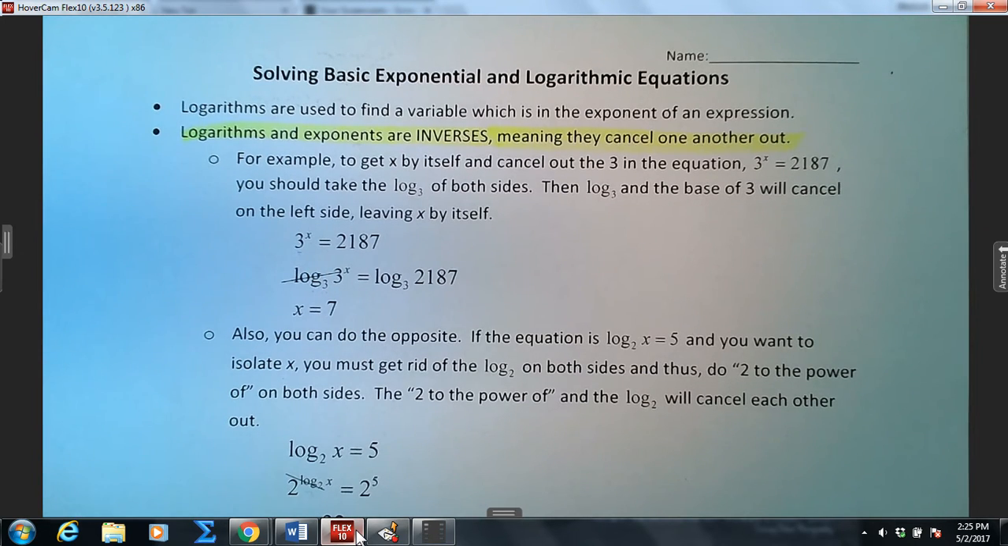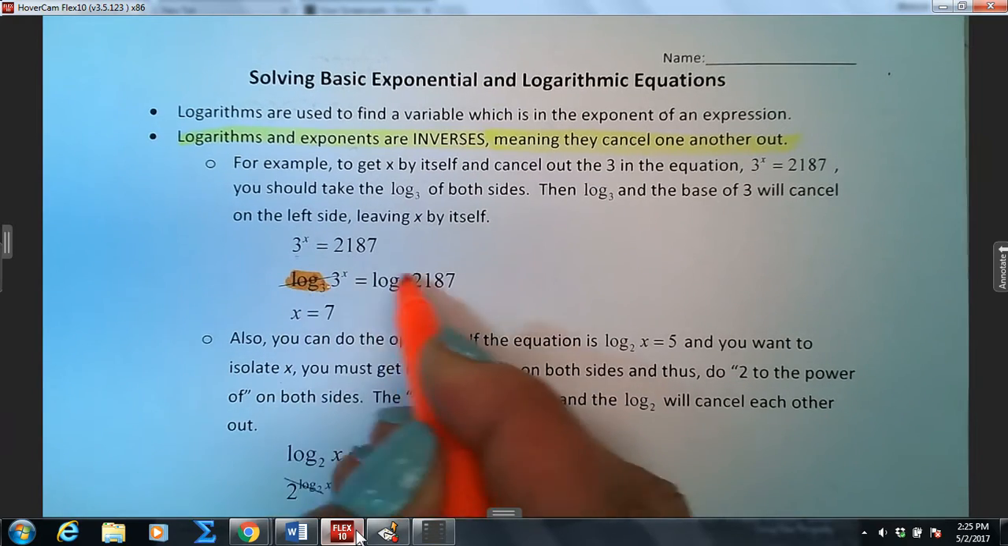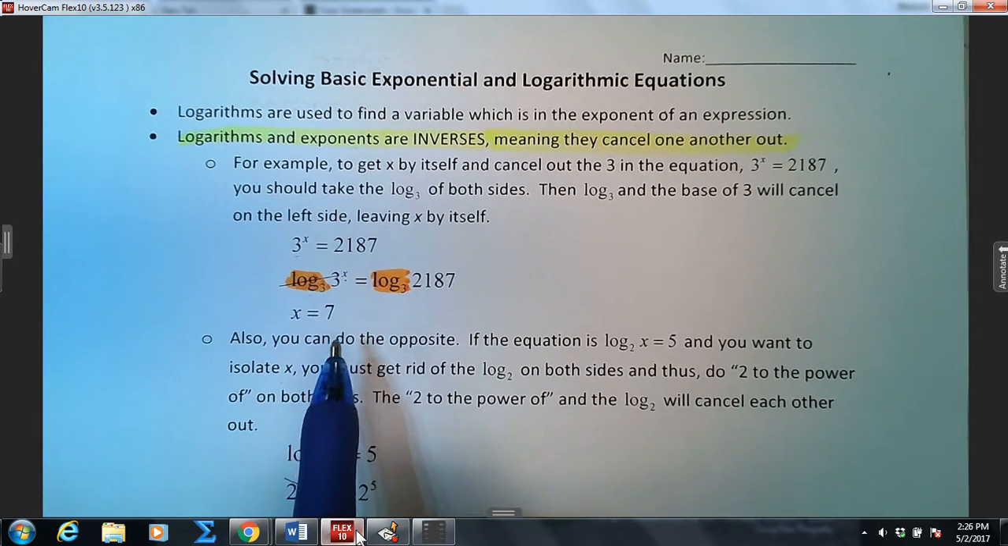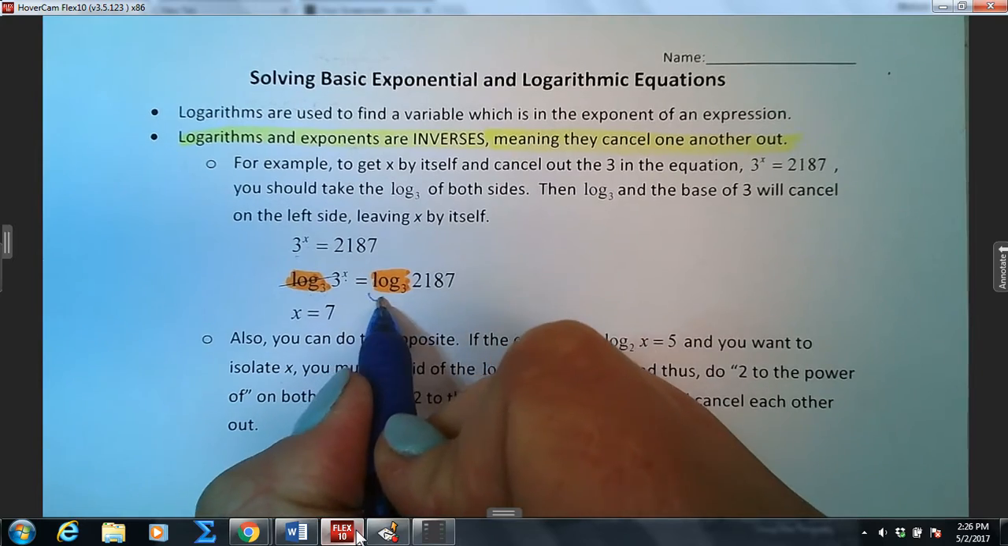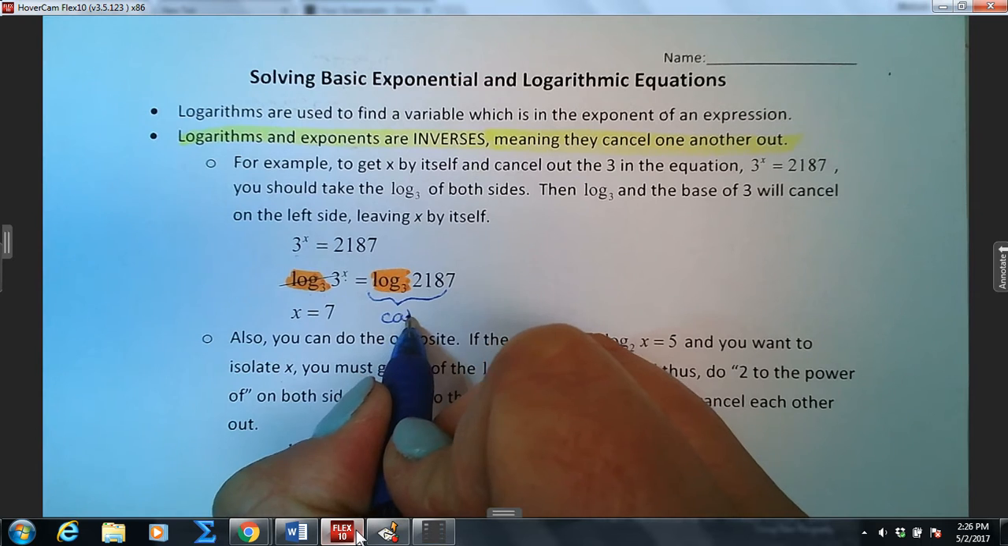Now, as usual, whatever we do to one side of an equation has to be balanced out on the other side of the equation. So notice log base 3 has been inserted to both sides of the equation. And finally, if the 3's cancel out, x is by itself. This is a calculator job. We're going to type this one into our calculator.